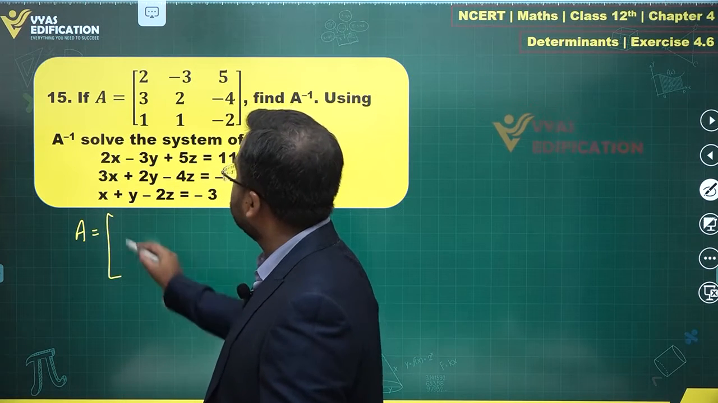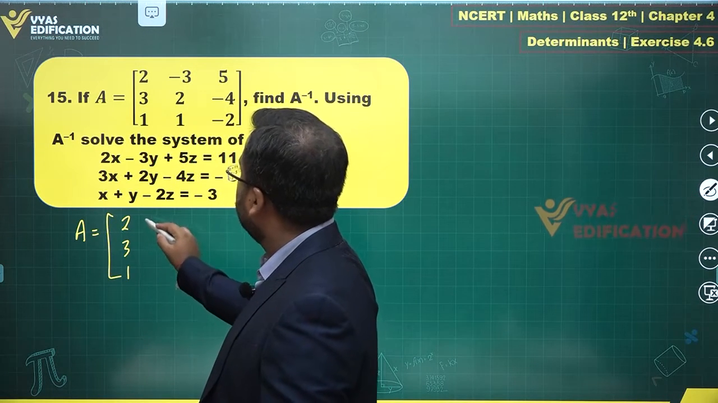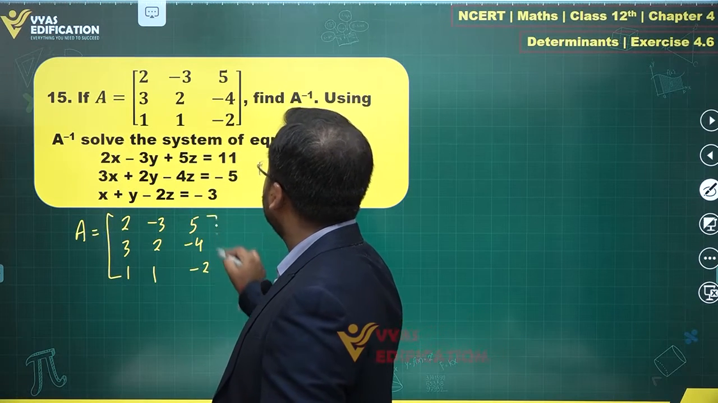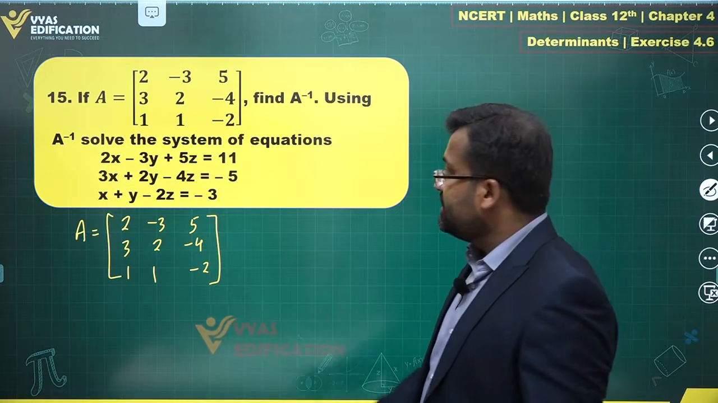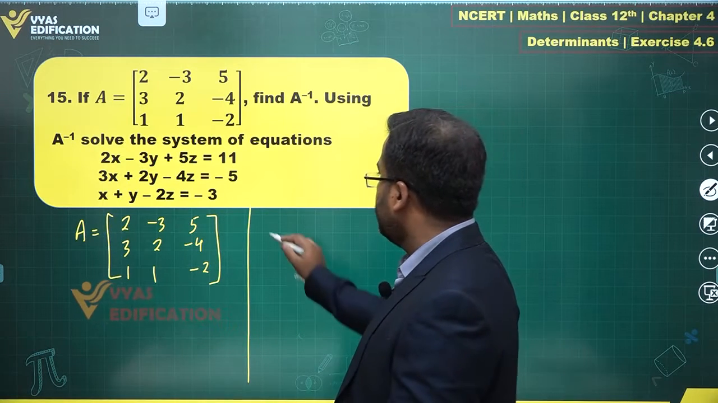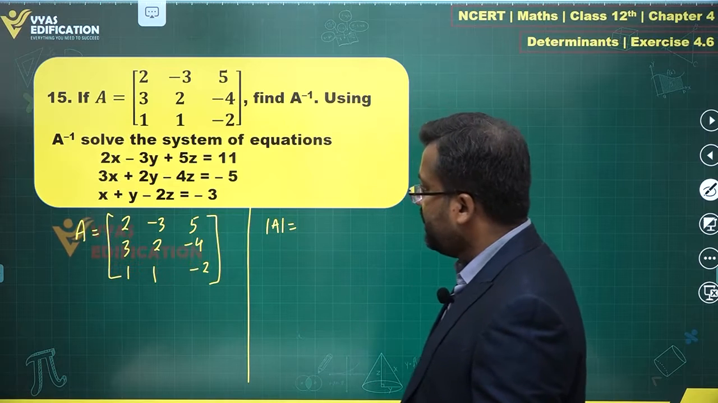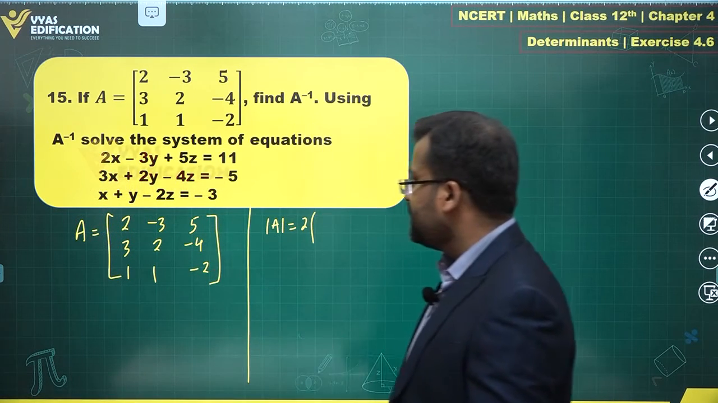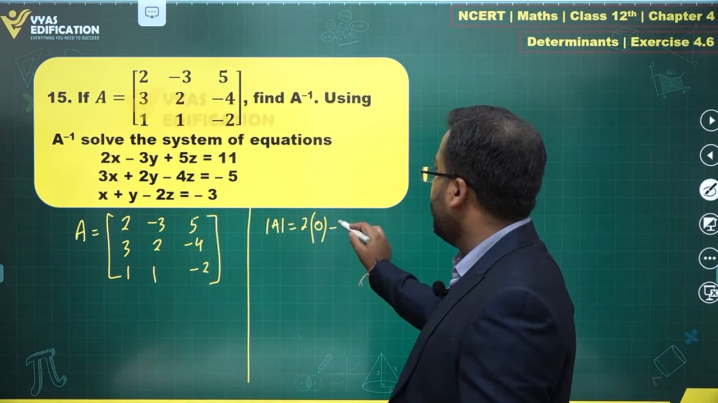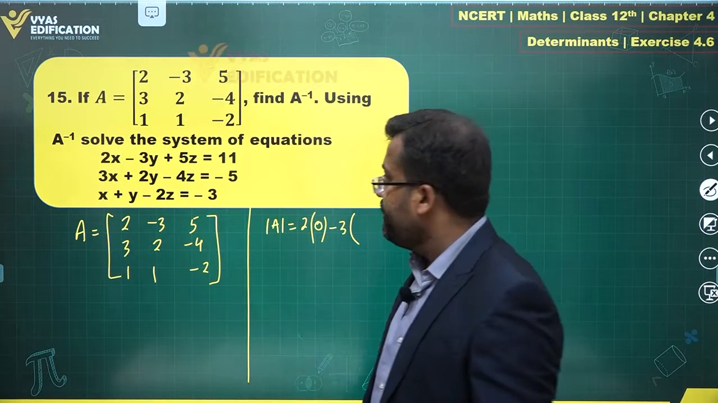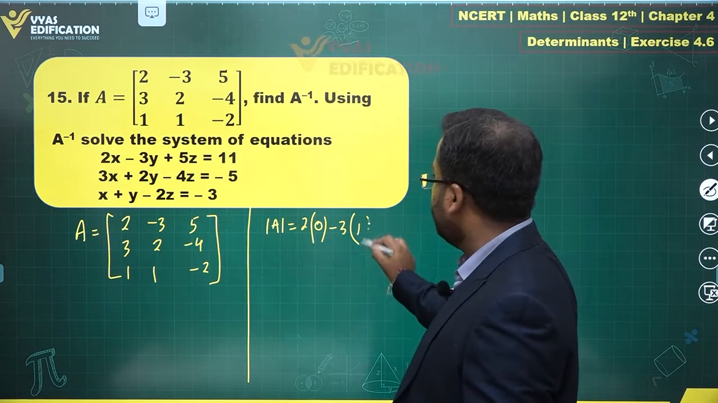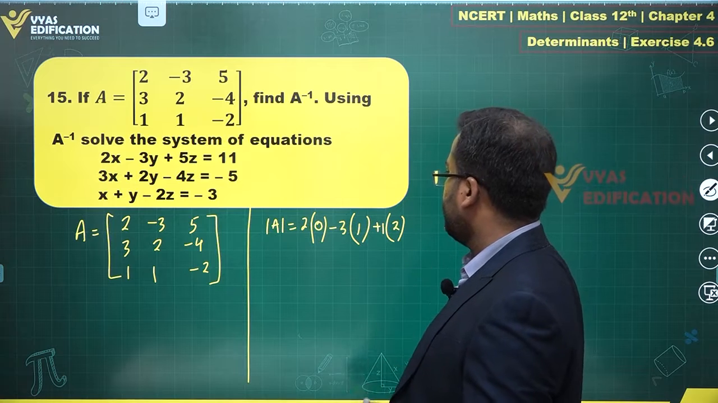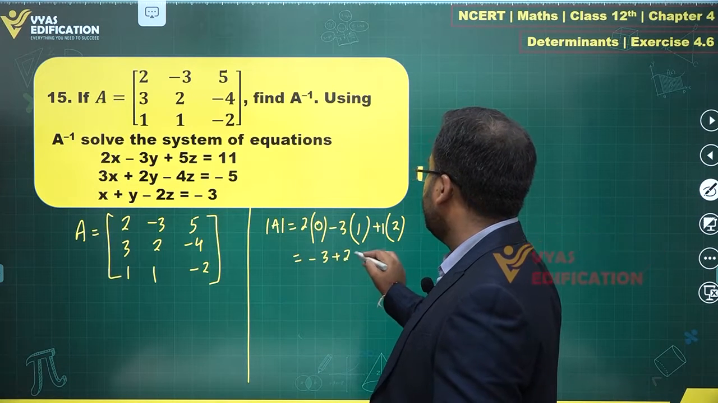A equals this matrix: 2, 3, 1, minus 3, 2, 1, 5, minus 4, minus 2. For finding the inverse, we'll have to check whether the determinant of A is 0 or not. The determinant of A is equal to what? It will be equal to 2 times, this is minus 4 plus 4 which is 0, minus 3 times, expanding along the first column, 6 minus 5 which is 1, plus 1 times 12 minus 10 which is 2. This becomes minus 3 plus 2, which is minus 1.